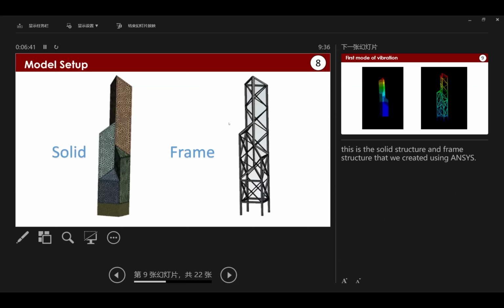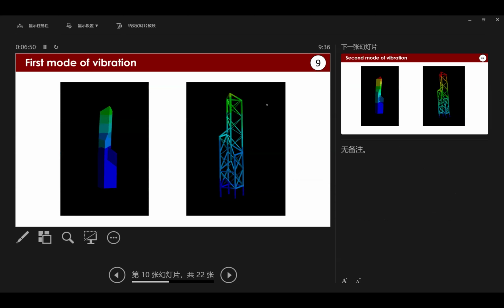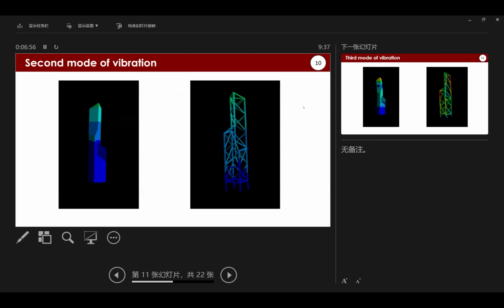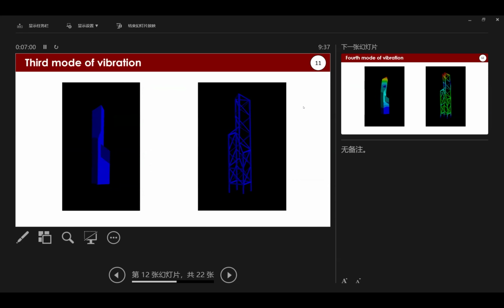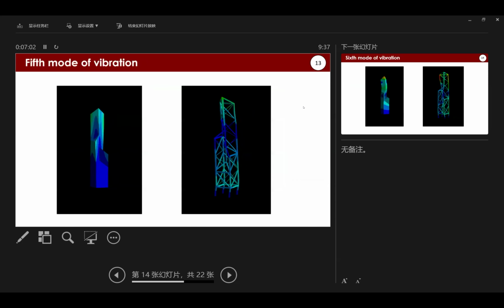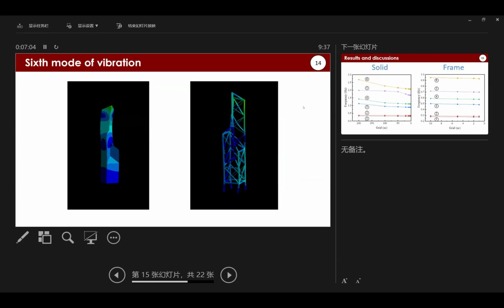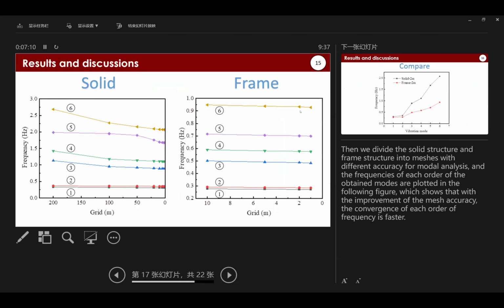And then this is the solid structure and the frame structure that we created using ANSYS. Here, after the modal analysis, we can get the first mode of vibration, and this is the second mode of vibration, and the third, the fourth, the fifth and the sixth. In this study, we only investigated the first six modes here.